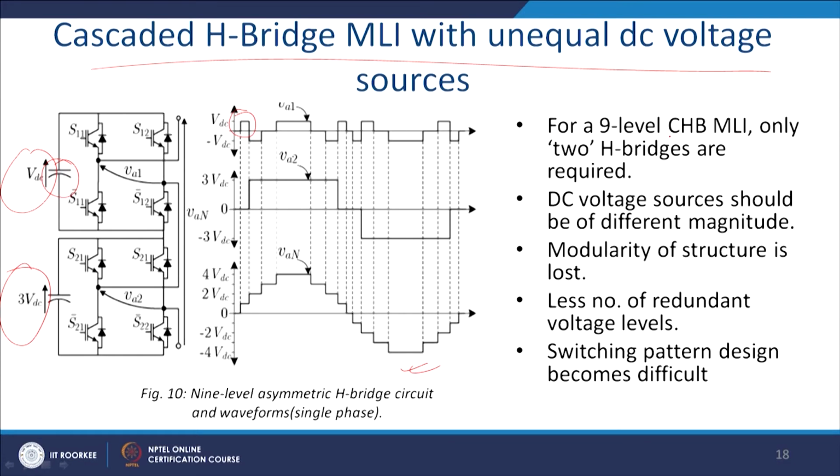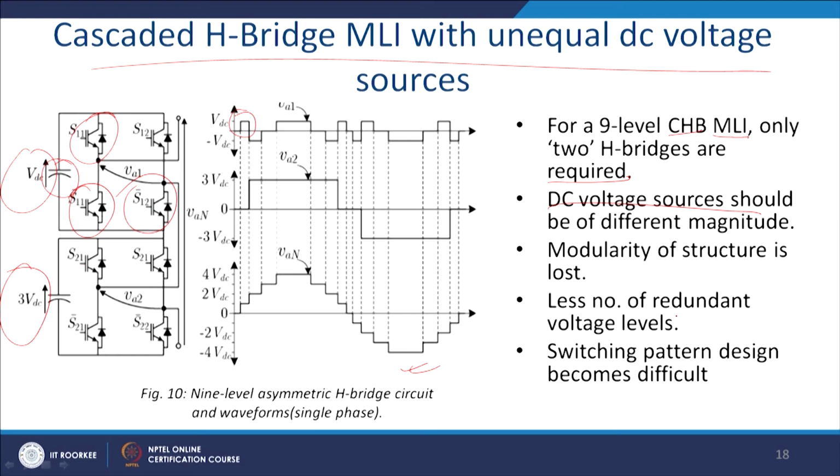So, for the 9 level CHB MLI, only 2 H bridges are required. That is the beauty of it. DC voltage sources should be of different magnitude, that is a challenge, but for solar it is not a challenge. Modularity of structure is lost, that is one of the disadvantages. If you want to have another voltage, you have to put in a DC bus level, and generally the device rating will also be different, because you do not want the same kind of switch. The voltage across is 3 VDC, here it is only VDC.